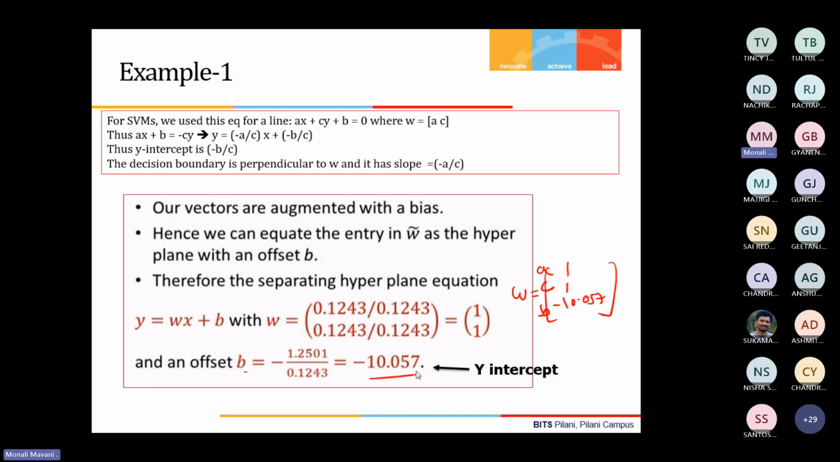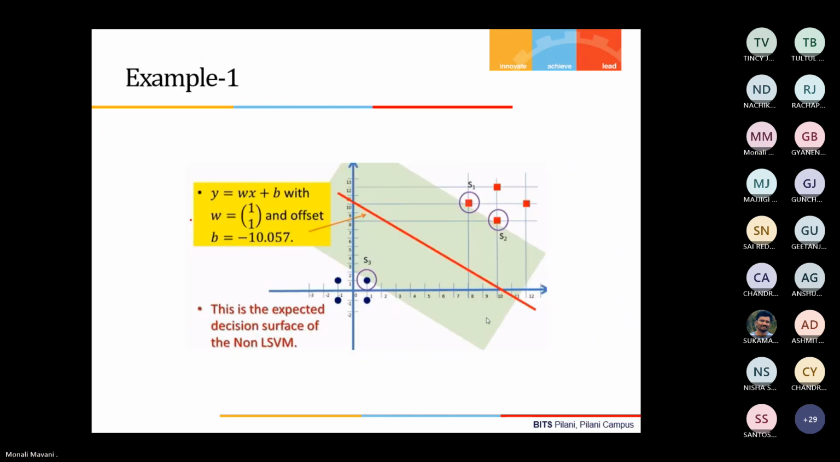So bias B is minus 10.057. And now this is what I had explained in the last class, another form of equation where we can get the y-intercept, which is minus B by C. So minus 10.057 is the y-intercept. And the slope is minus A by C, so it is minus 1. Slope is minus 1.